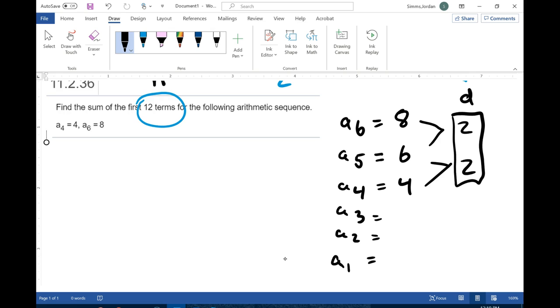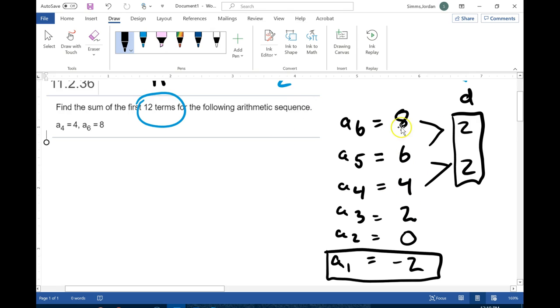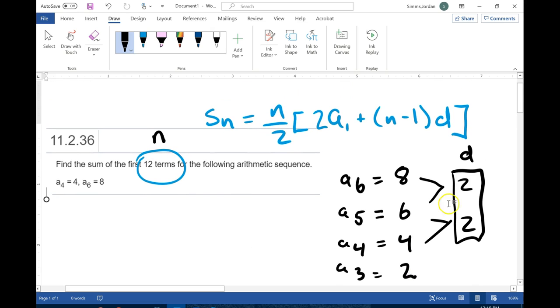And then we can just extrapolate that going down. So if I took 2 away from 4, I would get 2. If I took 2 away from that, I would get 0. And if I took 2 away from that, I get negative 2, which is actually going to be a1 for us. So this, to me, extrapolating down using the pattern is a far more sensible way of doing this, in my opinion. So now we have information.